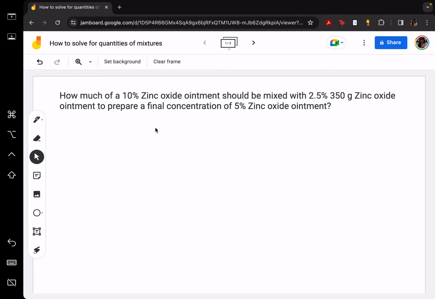This is one of the most common questions in your pharmaceutical calculations, and I hope this will help you pharmacy students with your quizzes and exams. Okay, so let's get on with it.